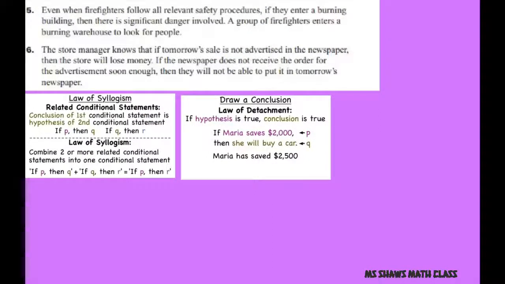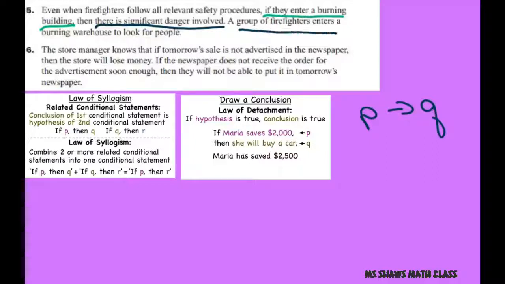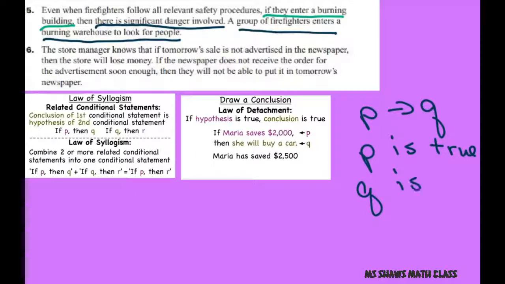And for the next ones, we have 2 more. Even when firefighters follow all relevant safety procedures, if they enter a burning building, so if P, then there's a significant danger involved. So then Q. They do enter the burning warehouse to look for people. So that means P is true. They do enter the burning building. Therefore, Q is true. That means there's a significant danger involved, and that is your Q. That's what you write down.